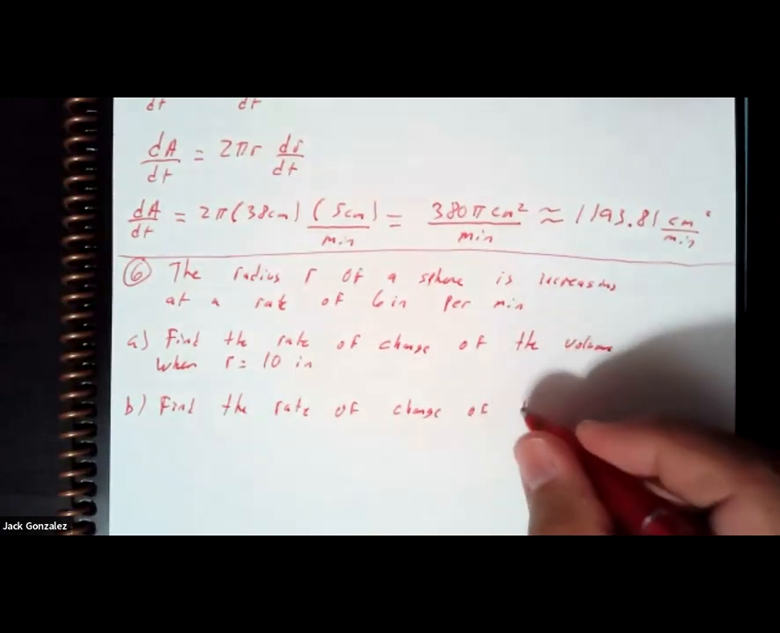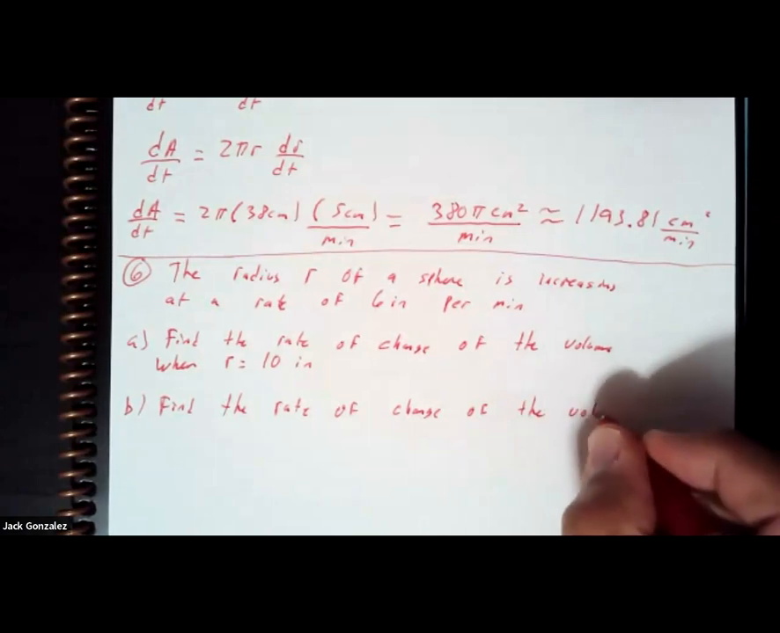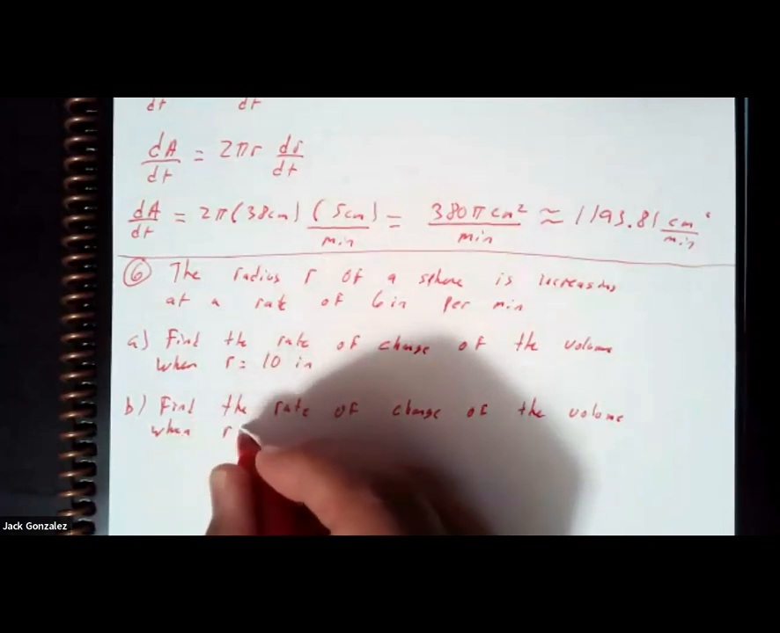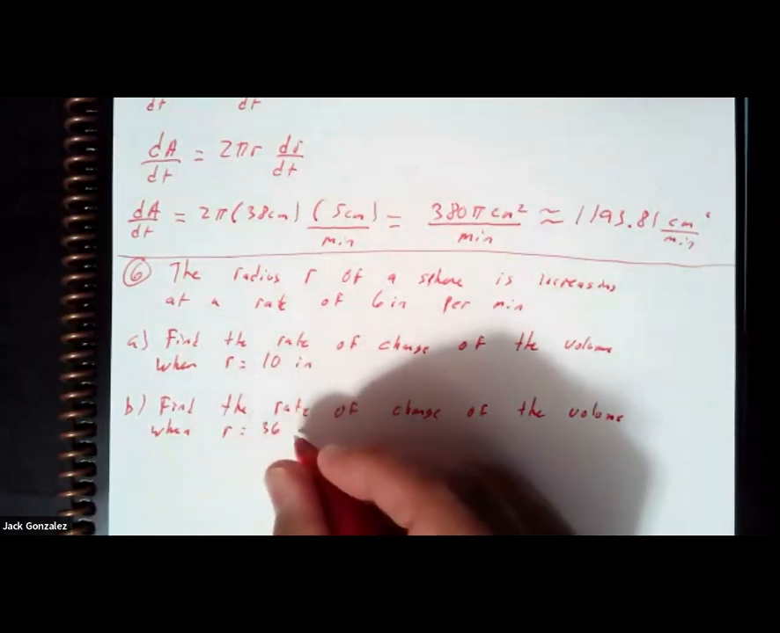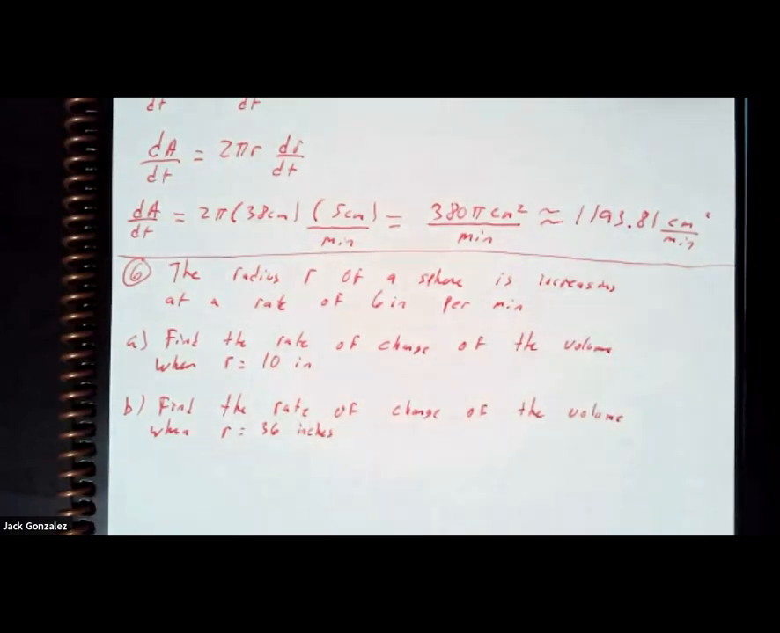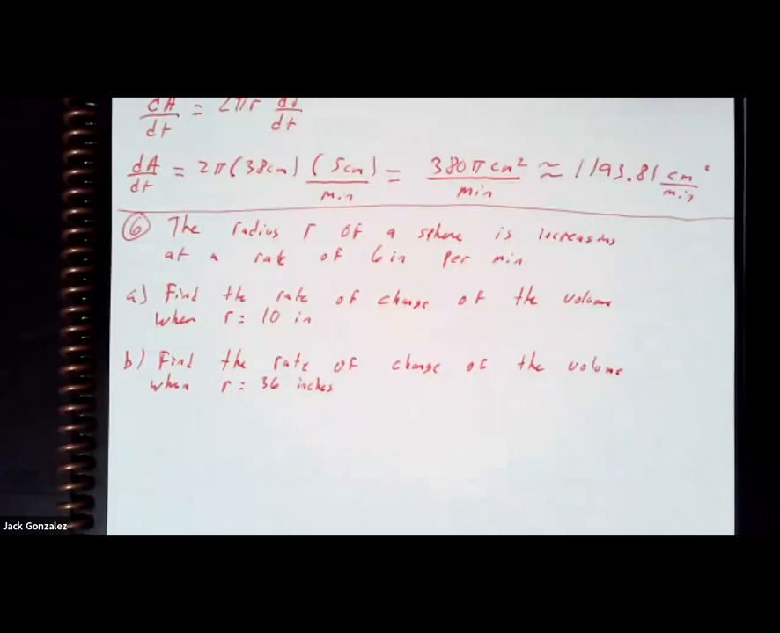Find the rate of change of the volume when r equals 36 inches. Okay. The first thing we need to do is take a derivative of, which formula would you use, actually? What do you think? Because you have to choose the formula and then do your implicit derivative.